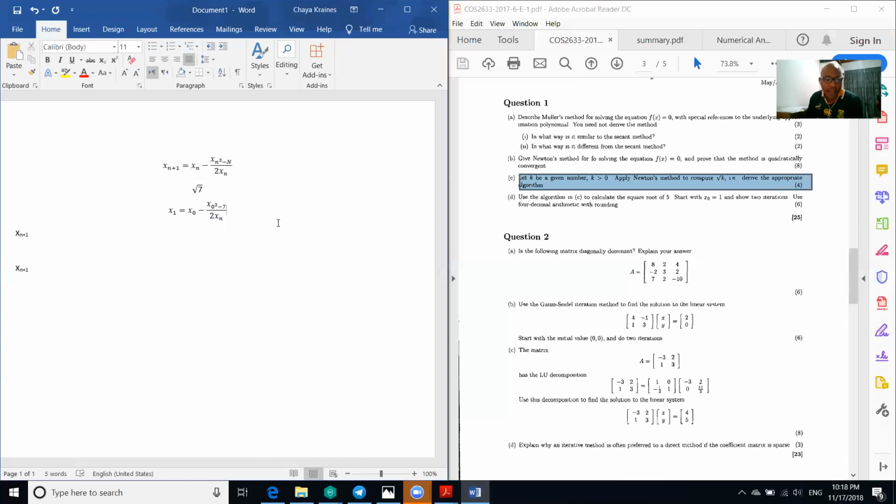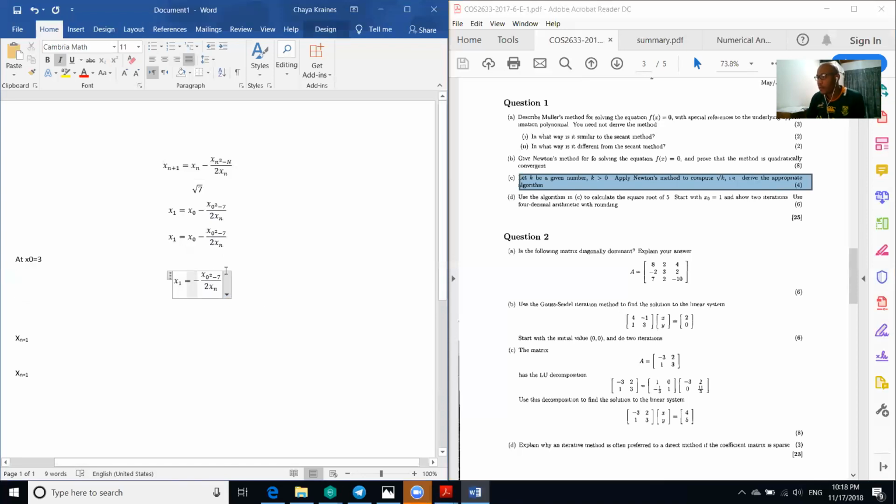It says let k be a given number, k greater than 0, right? Applying Newton's method to compute the root of k, derive the appropriate algorithm. So they tell you, but they're probably not asking for 7, they're asking for k. Yes. But if we were asked to find it at x naught equals 3, we would do it like this.